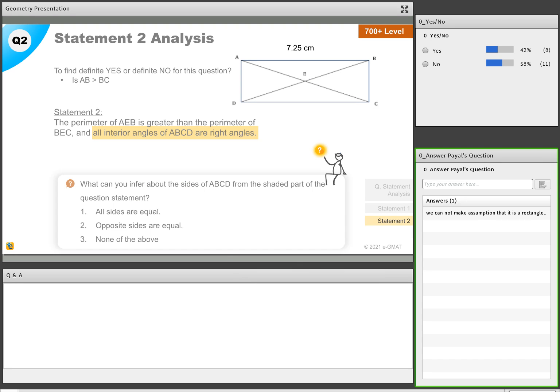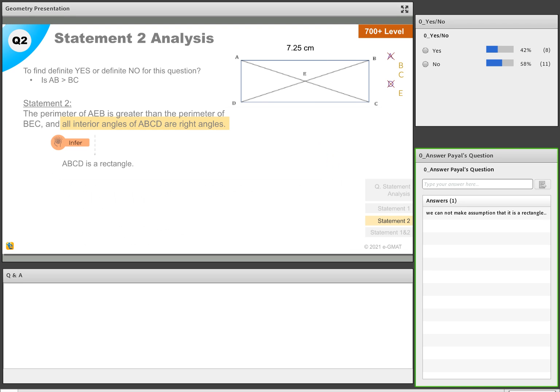Observe what statement 2 says. The highlighted part says all interior angles of ABCD are right angles. What can you infer from that? What you can infer is that ABCD is a rectangle, right? So you need to have that level of conceptual clarity, not just saying that if it's a rectangle, then all the angles are right angles. But if all the interior angles are right angles, then that's a rectangle. You should be able to draw that reverse linkage as well. Okay, that's the level of clarity that you need so that you can solve such questions correctly.